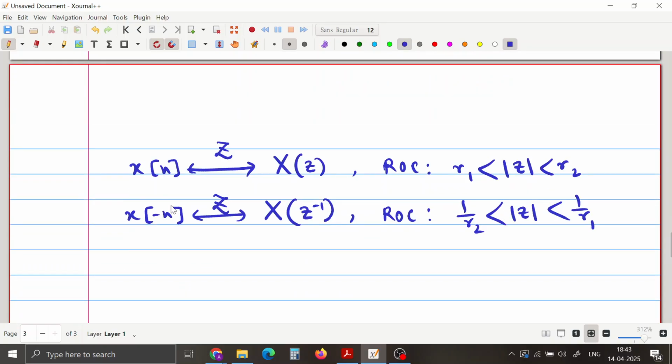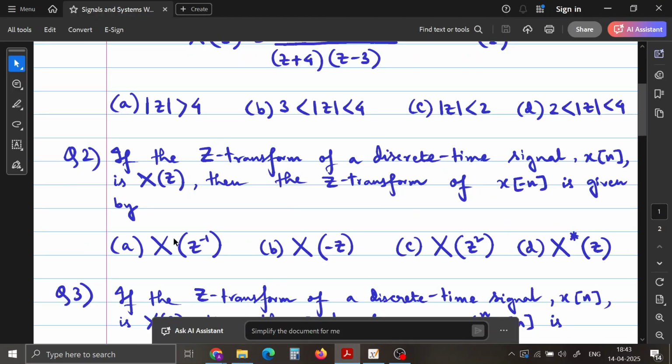So this is just one important property that we have seen in this example through the derivation. So ultimately X of z inverse is the right answer, so it is option A.